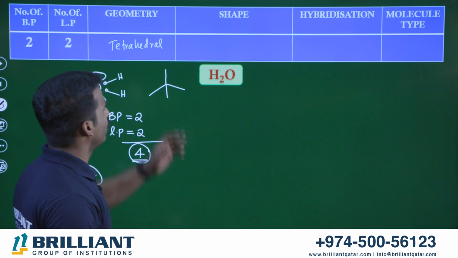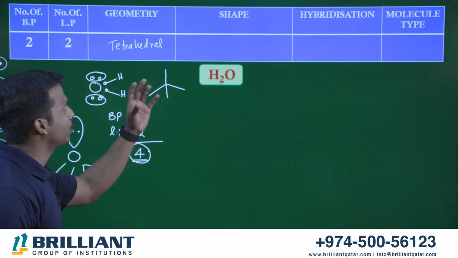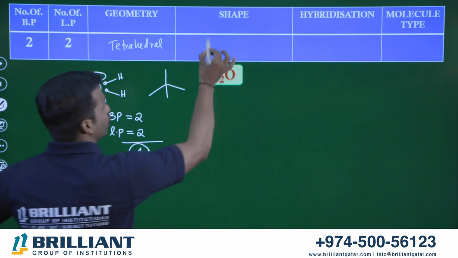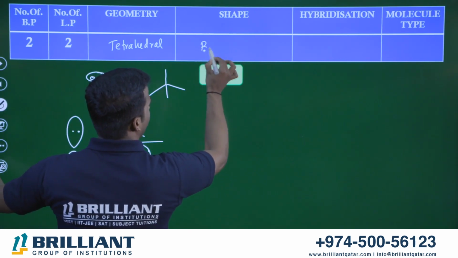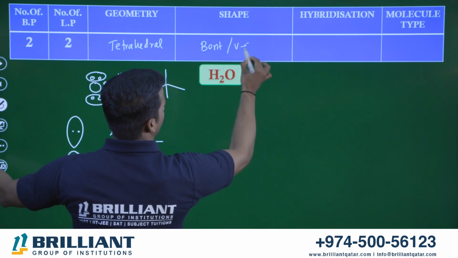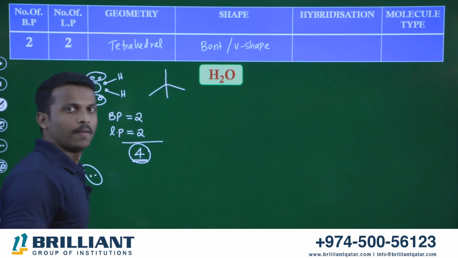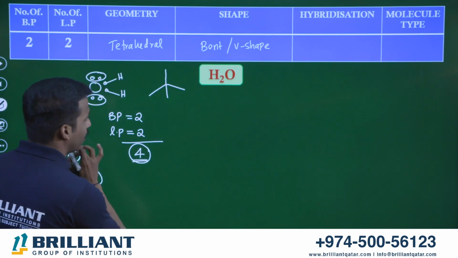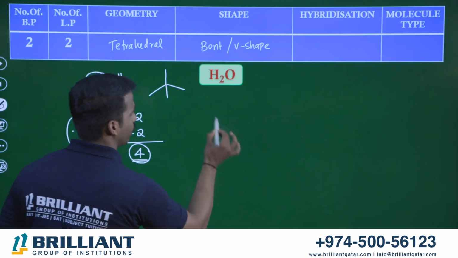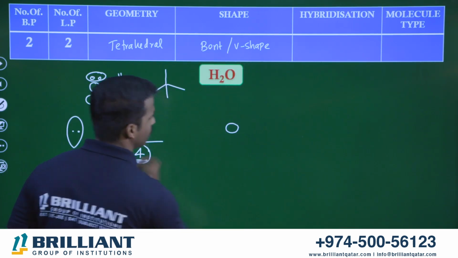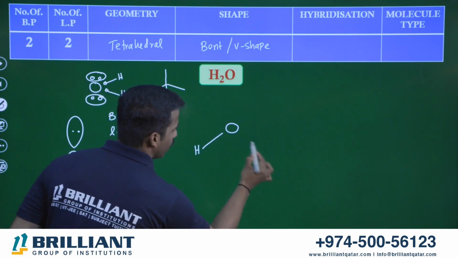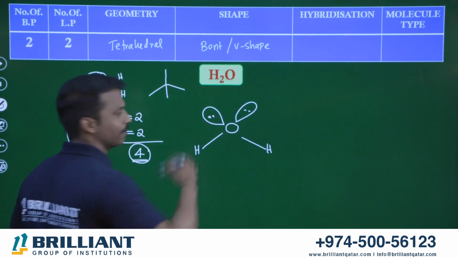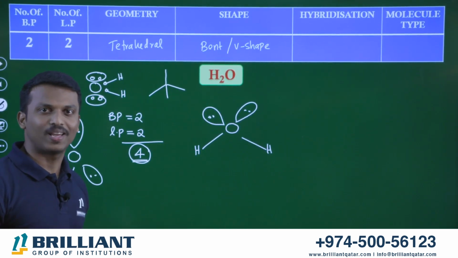Now come to the shape of the molecule. What is the shape of a molecule with 2 bond pairs and 2 lone pairs, considering especially the bond pairs only? The shape is again bent geometry, or we can call it V shape. Bent or V-shaped molecule. Clear? Let me draw the shape of water. I told you it is bent geometry. Oxygen is there, here one hydrogen, here one hydrogen. Where are the 2 lone pairs? 2 lone pairs are like this.